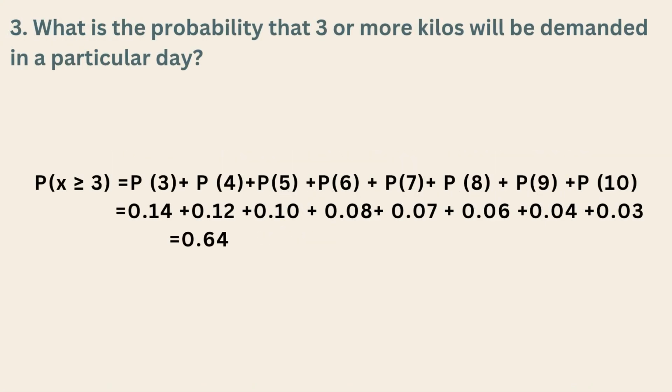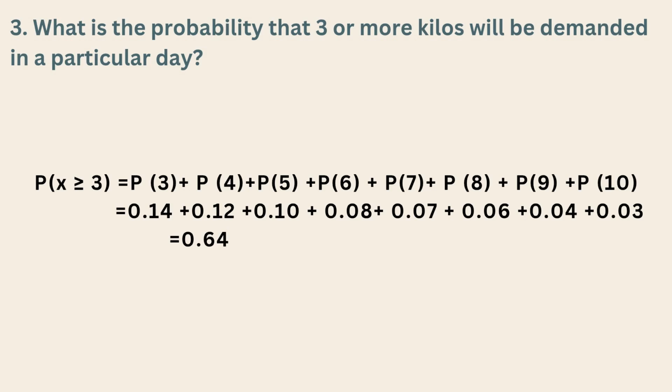For the third example, P of x is greater than or equal to 3. Since the question stated that we need to find the probability of 3 or more kilos, we should only include 3 kilos and above. The equation should look like this. P of x greater than or equal to 3 equals P of 3 plus P of 4 plus P of 5 plus P of 6 plus P of 7 plus P of 8 plus P of 9 plus P of 10.